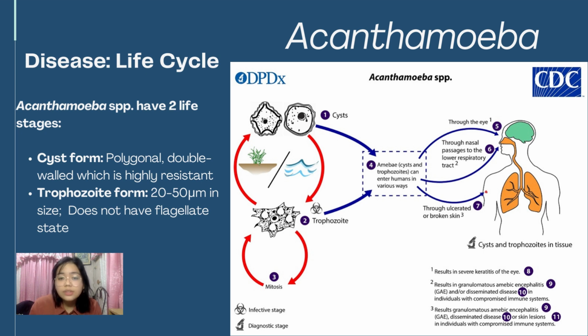When it enters the respiratory system or through the skin, it can invade the central nervous system by hematogenous dissemination, causing granulomatous amoebic encephalitis or GAE, or disseminated disease, or skin lesions in individuals with compromised immune systems. Acanthamoeba cysts and trophozoites are found in the tissues.